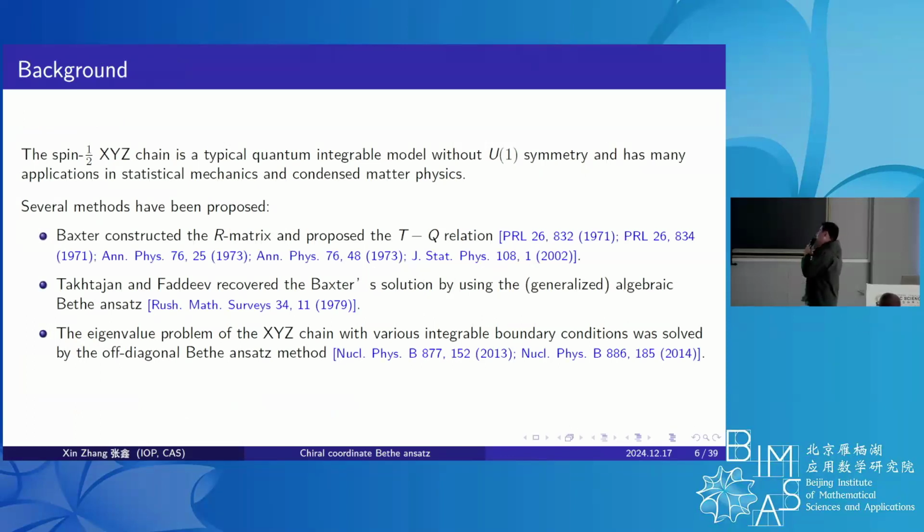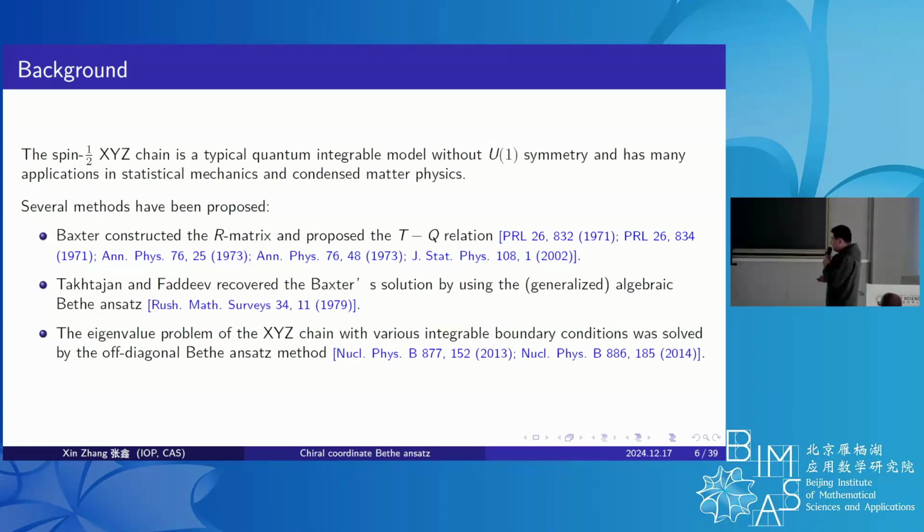The spin-half XYZ chain is a very typical quantum integrable model without U(1) symmetry, and has many applications in statistical mechanics and condensed matter physics. Here are some famous methods for this model. The first is Baxter's famous work on the eight-vertex model, constructing the R matrix of this model and proposing the famous TQ relation. Then Takhtajan and Faddeev used another language to recover Baxter's solution, what we call the algebraic Bethe ansatz. The third is the eigenvalue problem of the XYZ chain with various integrable boundary conditions, which was solved by the off-diagonal Bethe ansatz.